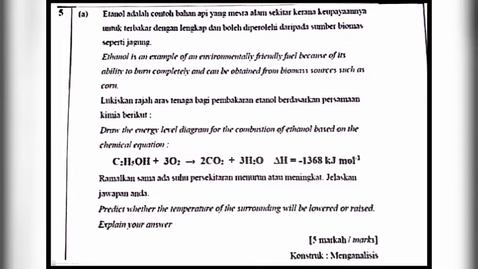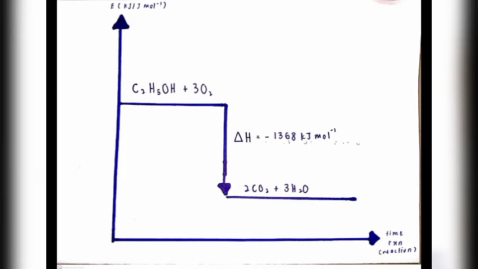For question number 5, ethanol is an example of an environmentally friendly fuel because of its ability to burn completely and can be obtained from biomass sources such as corn. Draw the energy level diagram for the combustion of ethanol based on the chemical equation. Predict whether the temperature of the surroundings will be lowered or raised. Explain your answer. This is the energy level diagram.